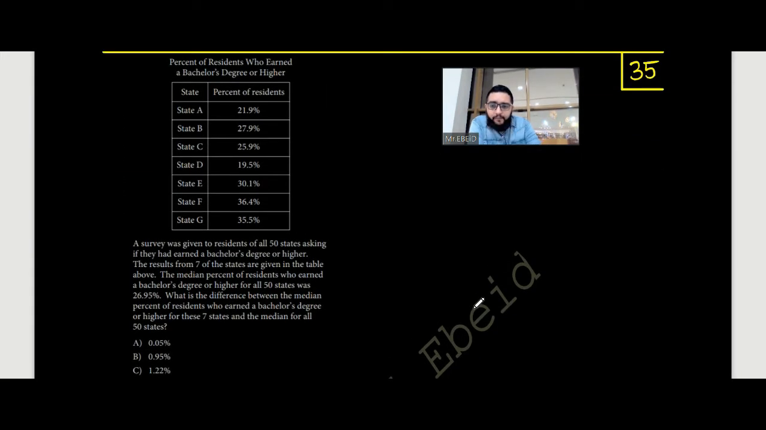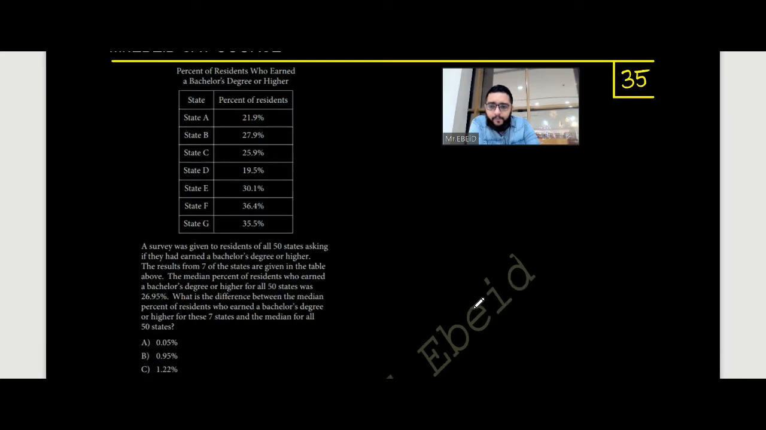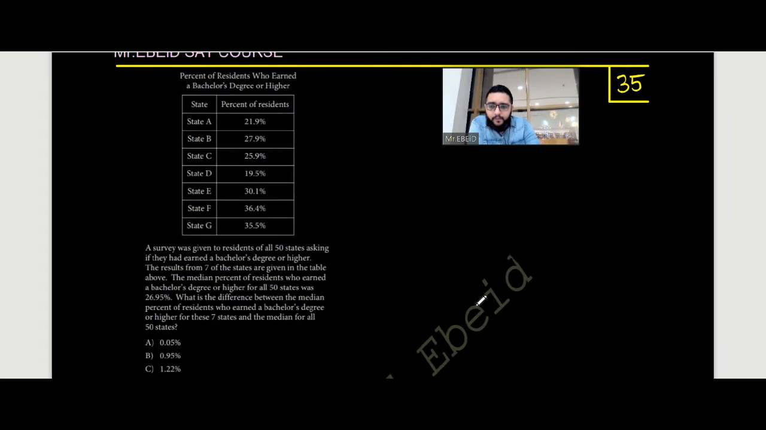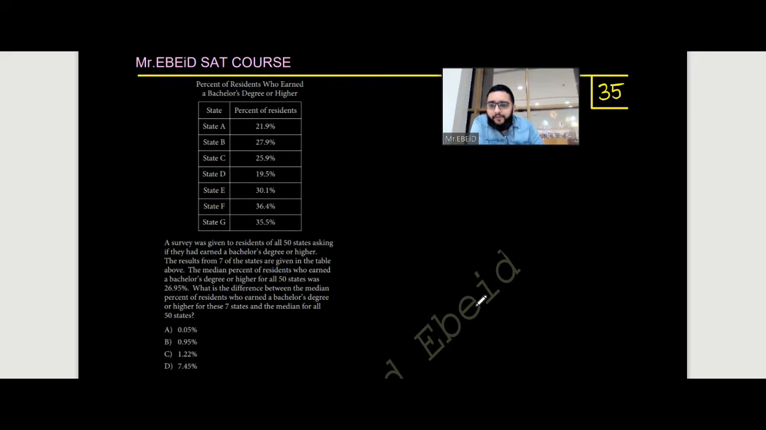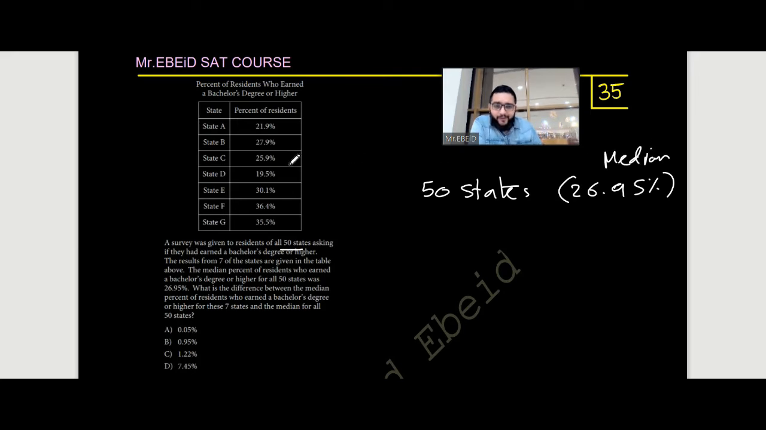Question 35. In this question, we have a survey of all 50 states. So we have the mean of all of the 50 states. The mean equals 26.95%. This is not the mean, this is the median. Okay.